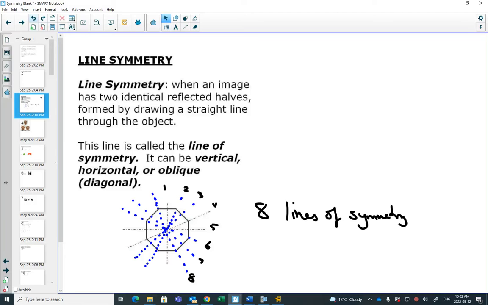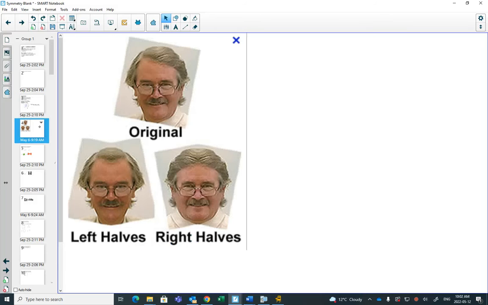So the question is, some things appear to be symmetrical, but they're not quite. For example, your face. It looks like you've got an ear on both sides, you've got an eye on both sides, eyebrows on both sides, a nostril on both sides. But if you would actually take somebody's face and cut it in half, it's not quite symmetrical.